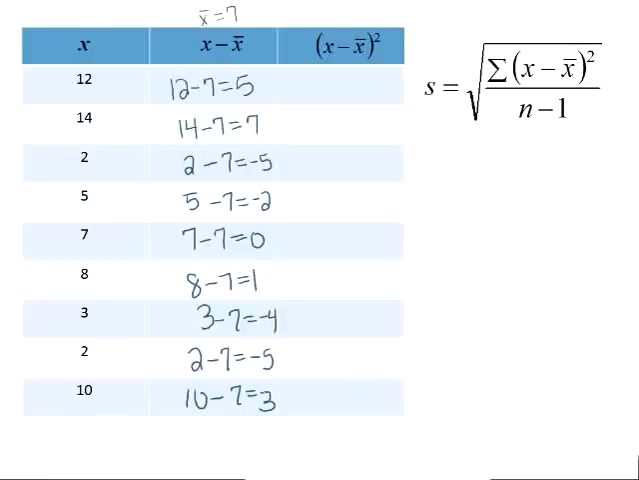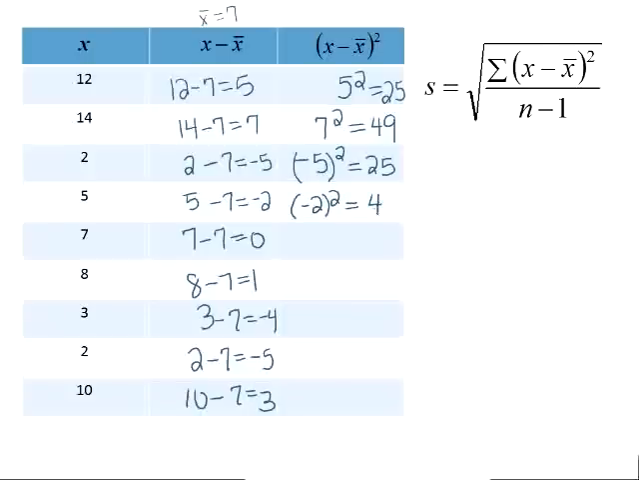So in this last column, we're now going to take each one of those deviations and raise it to the second power. So 5 squared, that's equal to 25. 7 squared is equal to 49. Now on the next one, you do want to square the negative 5, not just the positive part. So that will give me a positive 25. Negative times negative does give me positive.